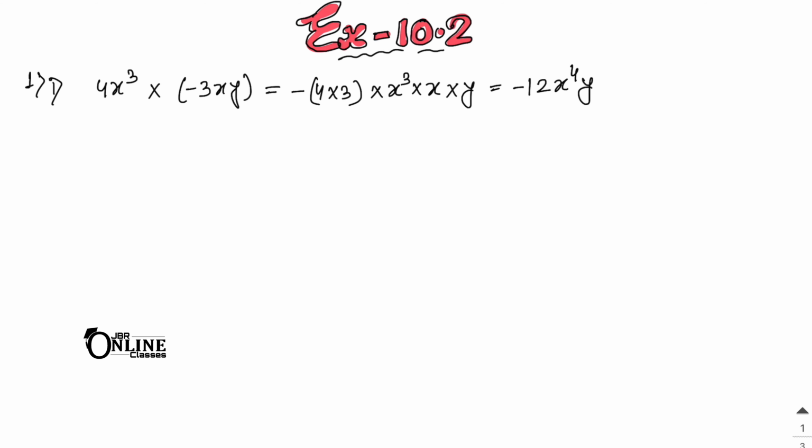Now next, number 2. In number 2 you have 2xyz into 0. Now anything multiplied with 0 always becomes 0.